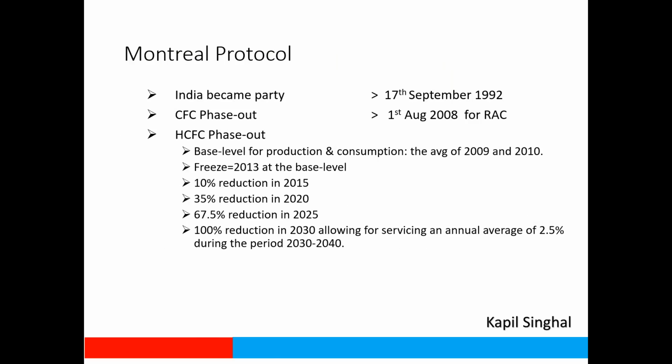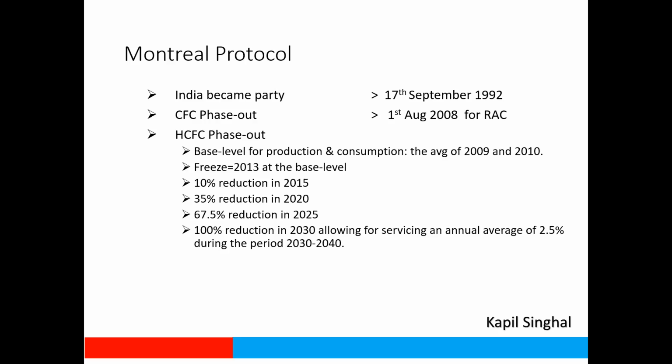Now, India became a signatory to the Montreal Protocol on 17th September 1992. The first thing required for the refrigeration air conditioning industry was to phase out the CFCs. Even before the CFC phase out, halons were phased out, but we're not talking much about halons here, it's refrigerant application. CFC was phased out on 1st August 2008 for room air conditioners, or say the refrigeration air conditioning market. The major CFCs used were CFC 11 and CFC 12. CFC 12 was used for refrigerators, car air conditioning and many other applications.